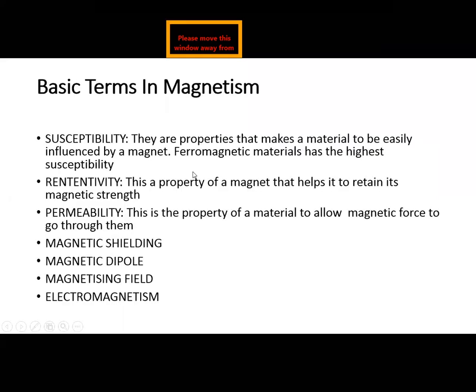So we'll be moving to some basic terms that maybe you'll be meeting. We have some basic terms in magnetism that I want us to look at. We have susceptibility. Susceptibility is the property that makes a material easily influenced by a magnet. They are properties that make a material easily influenced by what? A magnet. Okay.